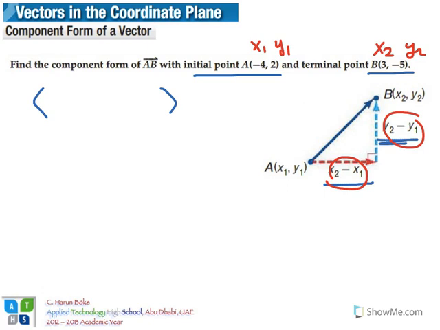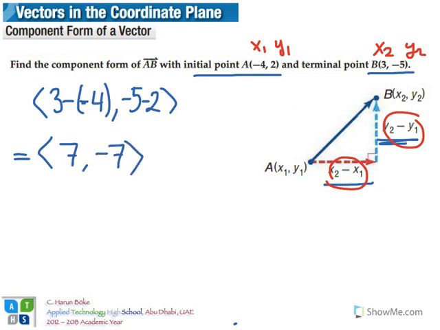Now, for the x coordinate, it will be then 3 minus -4, and for the y coordinate it will be -5 minus 2, and if we do the calculation it will be 3 plus 4, which is 7, -5 minus 2, which is -7. So this is my component vector.